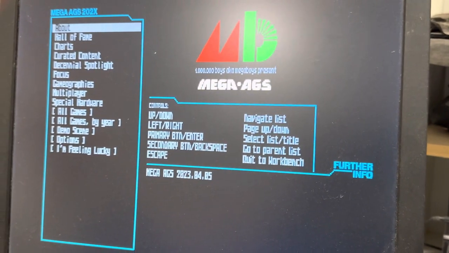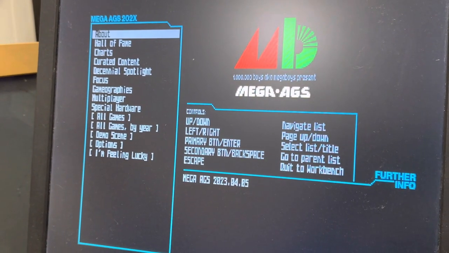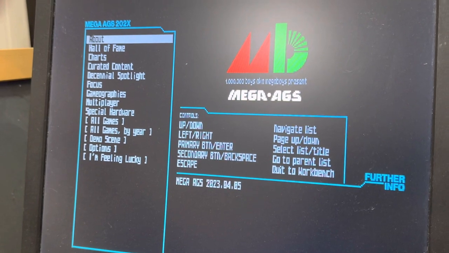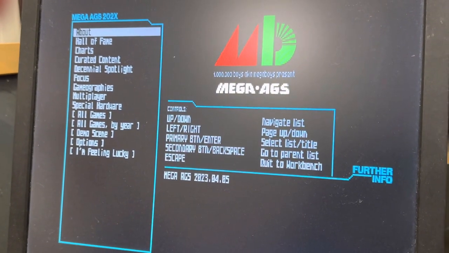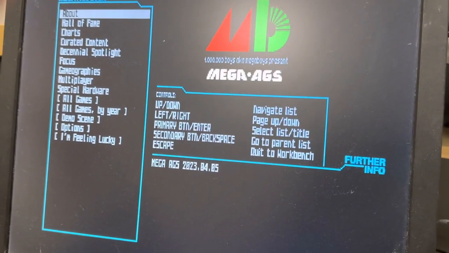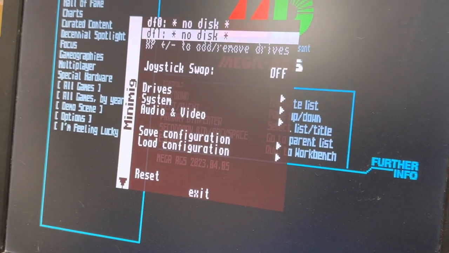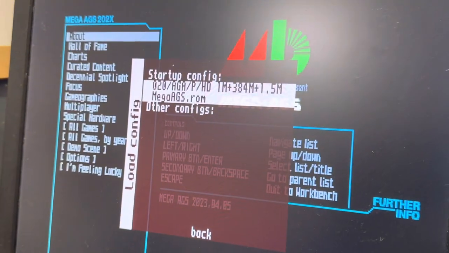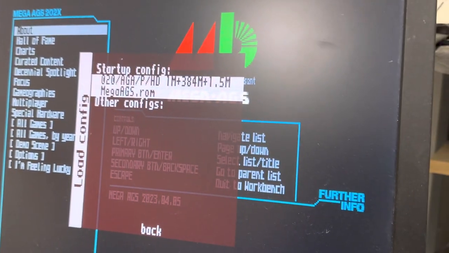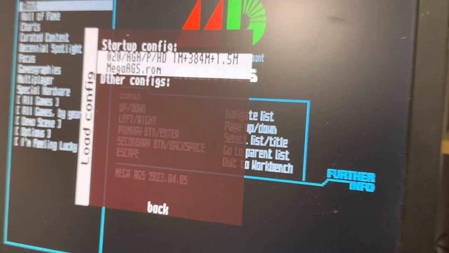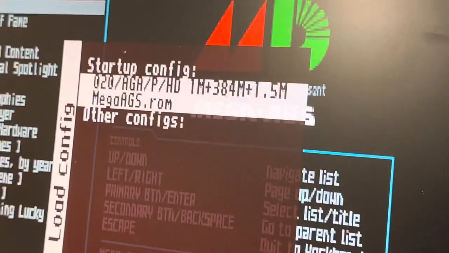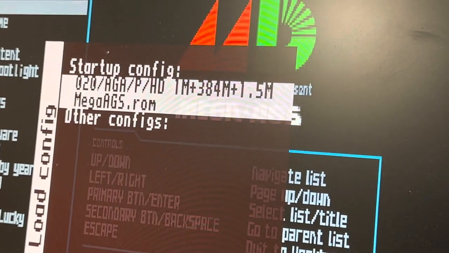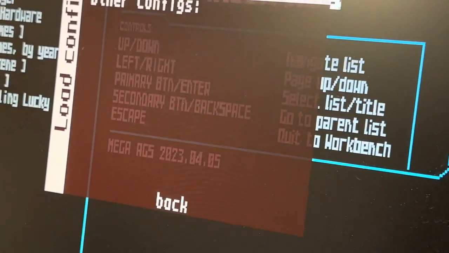So I've got no idea. So if anyone knows what the issue is, and again, so if I just show you, if I go load config, the only config that's saved in there is the startup config, and so I have no idea why it's not just booting the hard drives directly.